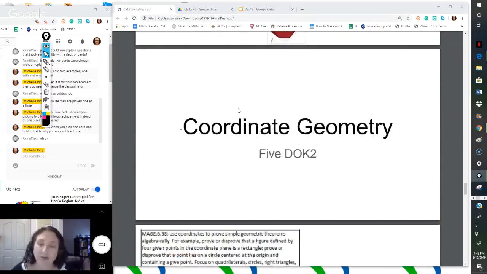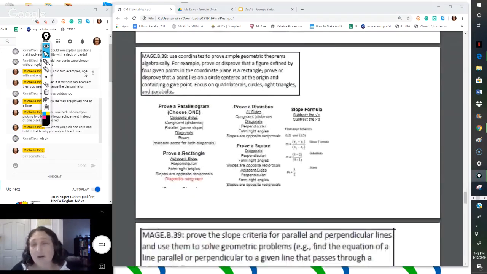Coordinate geometry, there's 5 DOKs. There is one question that relates to proving theorems. I'm not going to go over these. You should know these already. If you need to go back and pause it, you can. Yeah, I'm not going to go over it.